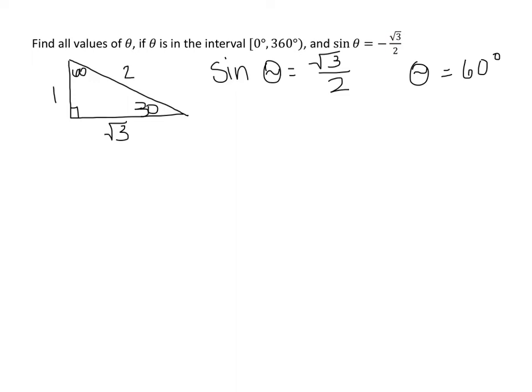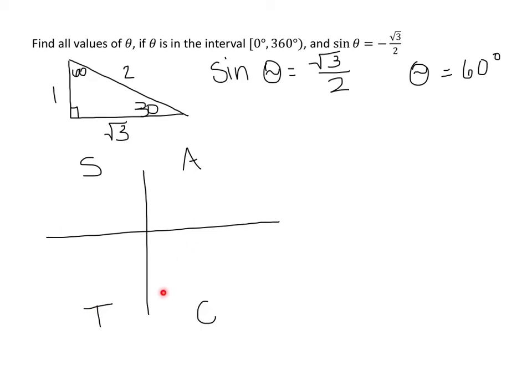So what I will do is I will sketch myself a coordinate plane, and I will remember all students take calculus. Now the locations where sine is negative are going to be here in quadrant 3 and in quadrant 4. And these reference angles will be 60 degrees. Because I am looking at reference angles, I'm going to start in standard position here at the blue.